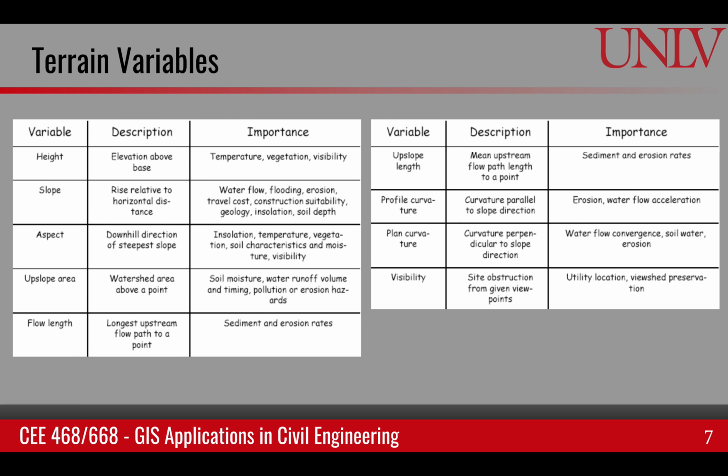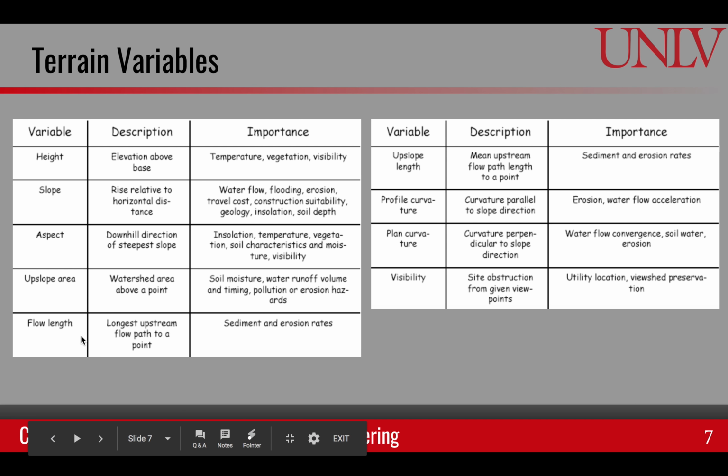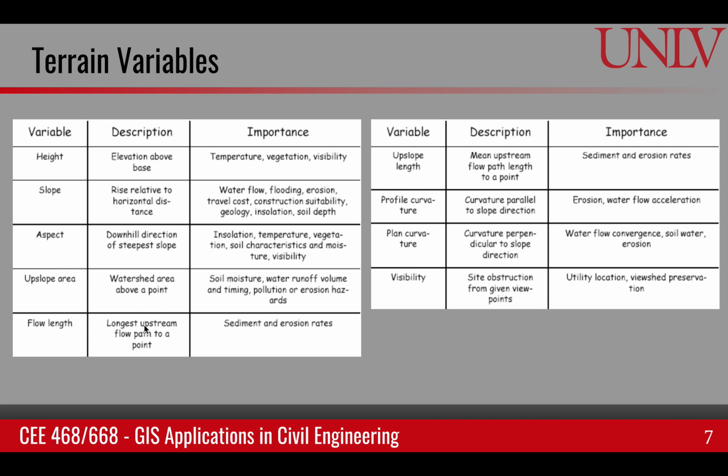Some of the variables that you will come across in digital terrain analysis or terrain analysis are the height, which is the elevation. That's kind of the starting point of everything. So once we have the elevation, we can do all sorts of things with it. So the first one are slope and aspect. Slope is the rise over run, and aspect is the direction of the steepest slope. Then we have the upslope area, flow length, and upslope length. And these are of interest in the watershed analysis, typically what area contributes to a given point if it was raining.